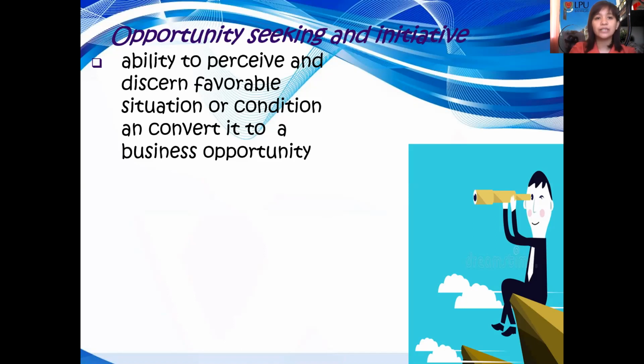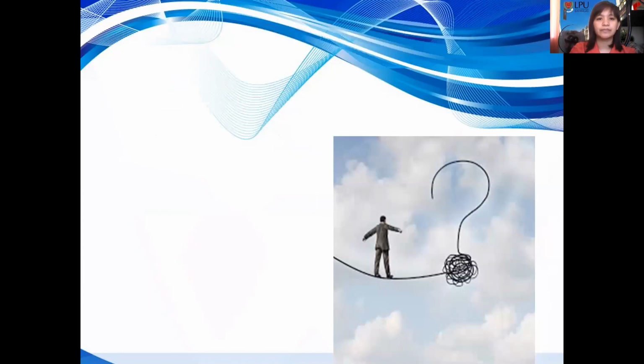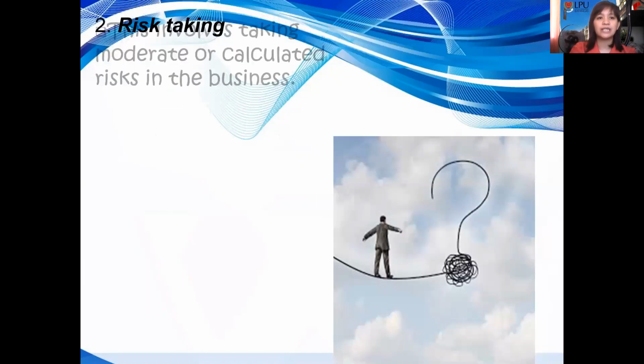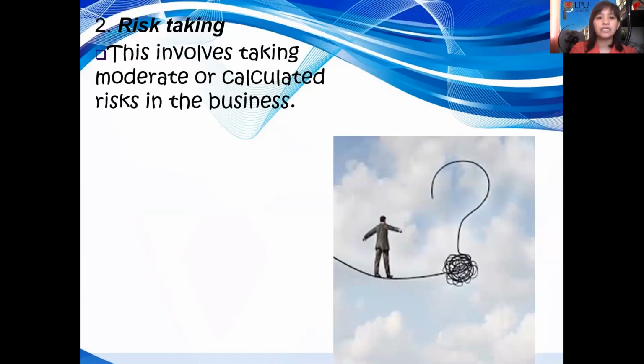So you are not afraid to seek new opportunities. The next one is risk-taking. This involves taking moderate or calculated risk in the business. It means that you are willing to take risks, but avoiding the extremes of recklessness and imprudence.